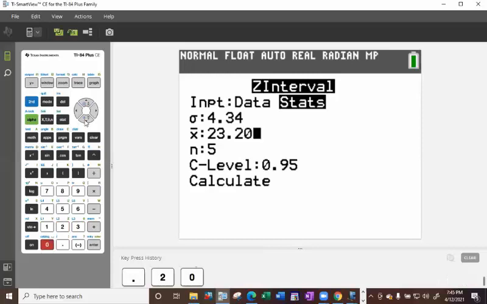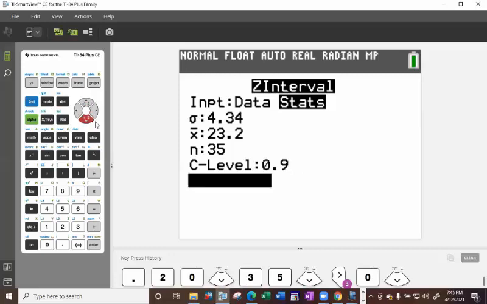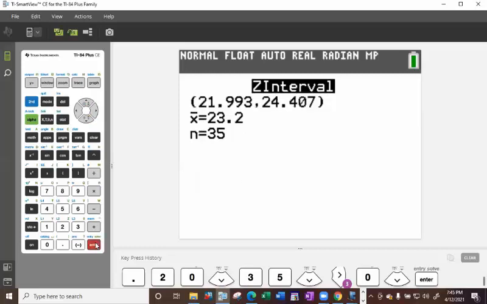N is 35. And the confidence level, you enter it as a decimal. Now it's 0.90. Don't freak out when you move the cursor and the 0 goes away. That's all right. Still 0.9. So then you hit calculate. There it is. 21.99 to 24.41. Isn't that exciting?